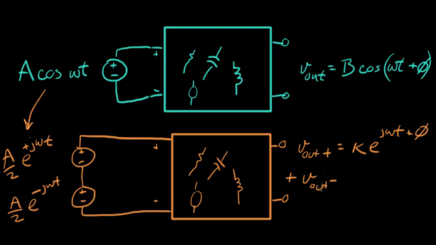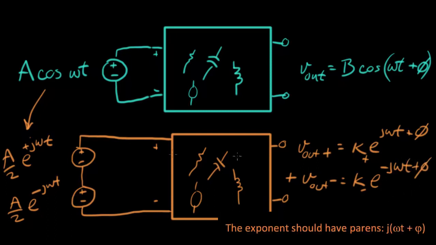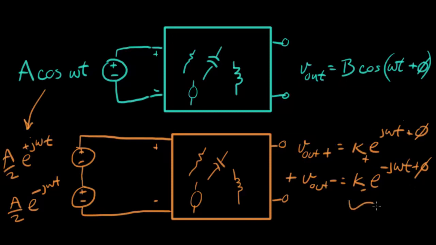And V out for this source here is going to equal some other K. Let's call that K plus and K minus, e to the minus j omega t plus phi. So I'm going to put in two exponentials. I'm sure I'm going to get out two exponentials. And now, using Euler's formula, we know how to combine these. We can use that same expression and we can recover our cosine. We can recover the real signal.